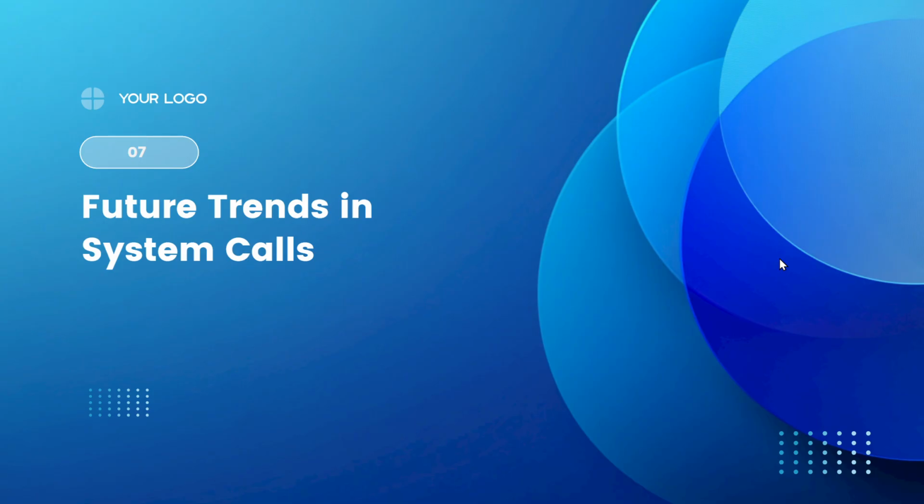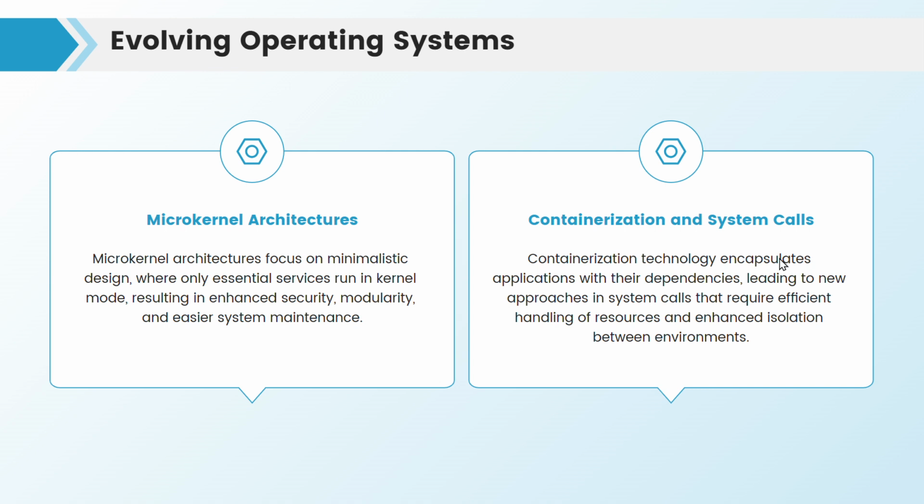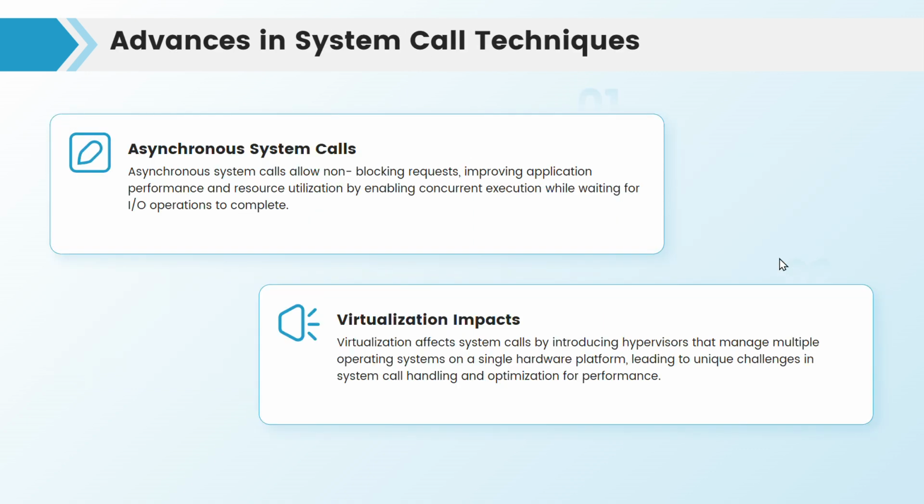Future trends in system calls. Evolving operating systems, microkernel architectures. Microkernel architectures focus on minimalistic design where only essential services run in kernel mode, resulting in enhanced security, modularity, and easier system maintenance. Containerization and system calls. Containerization technology encapsulates applications with their dependencies, leading to a new approach in system calls that requires efficient handling of resources and enhanced isolation between environments.